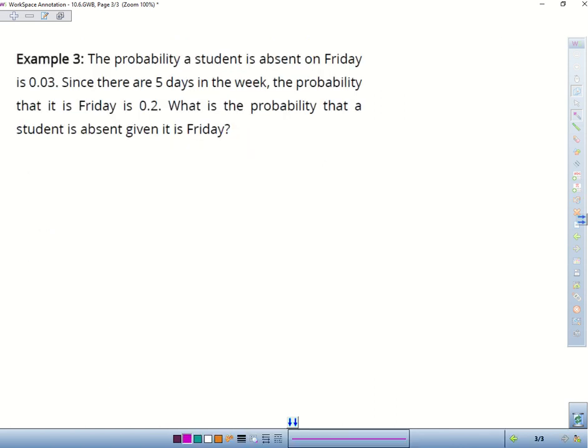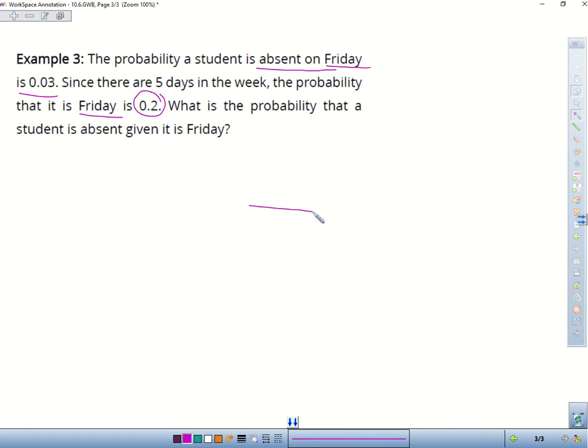The probability a student is absent on Friday is 0.03. Since there are 5 days in a week, the probability that it is Friday is 0.2. What is the probability that a student is absent given it's Friday? So this is something that's already been calculated. We calculated the probability that a student is absent on a Friday. We also know that Friday is one of 5 days in the school week, correct? Which means if I were to pick a random day out of a bag, so say I put Monday, Tuesday, Wednesday, Thursday, Friday in a bag, and I were to pick it out, what would be the chance of picking any of those? 1 out of 5, which is 20%, correct?